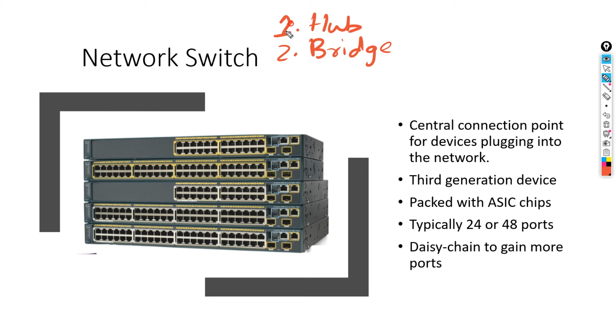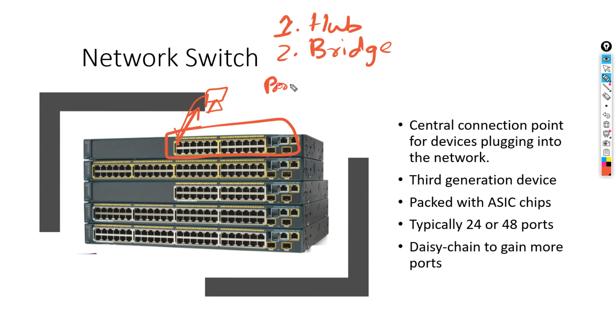A bridge was an intelligent device as compared to a hub. It was a device that could learn the MAC addresses. So for example, say you have PC1 here, and it sends the traffic to this port. This device, if it was a bridge, would learn the MAC address on that port.